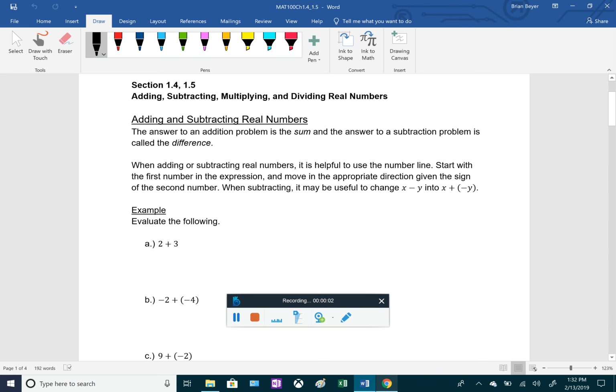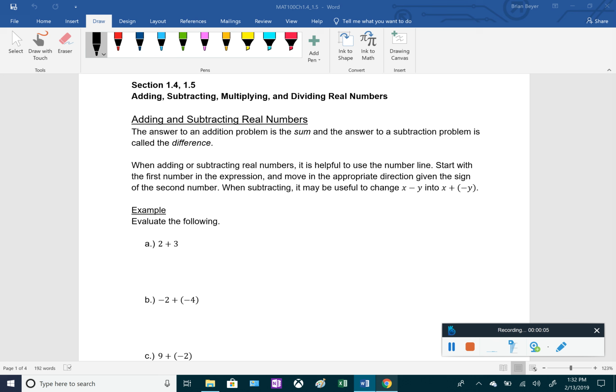All right, sections 1.4 and 1.5 are going to be together here. So it's going to be adding, subtracting, multiplying, and dividing real numbers. We'll start with adding and subtracting, and then we'll do the multiplying and dividing afterwards.